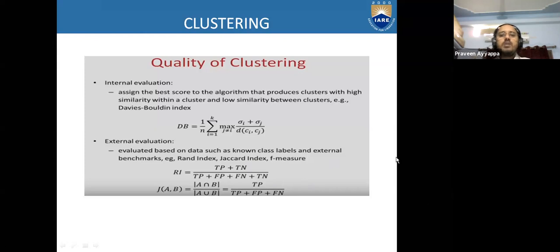Okay, so if the distance between two objects in the same cluster is minimum, then we can say that it is a qualitative cluster. And if the similarity between two objects is low, then we can say this particular object should be moved to another cluster, which is nothing but the inter-cluster distance.